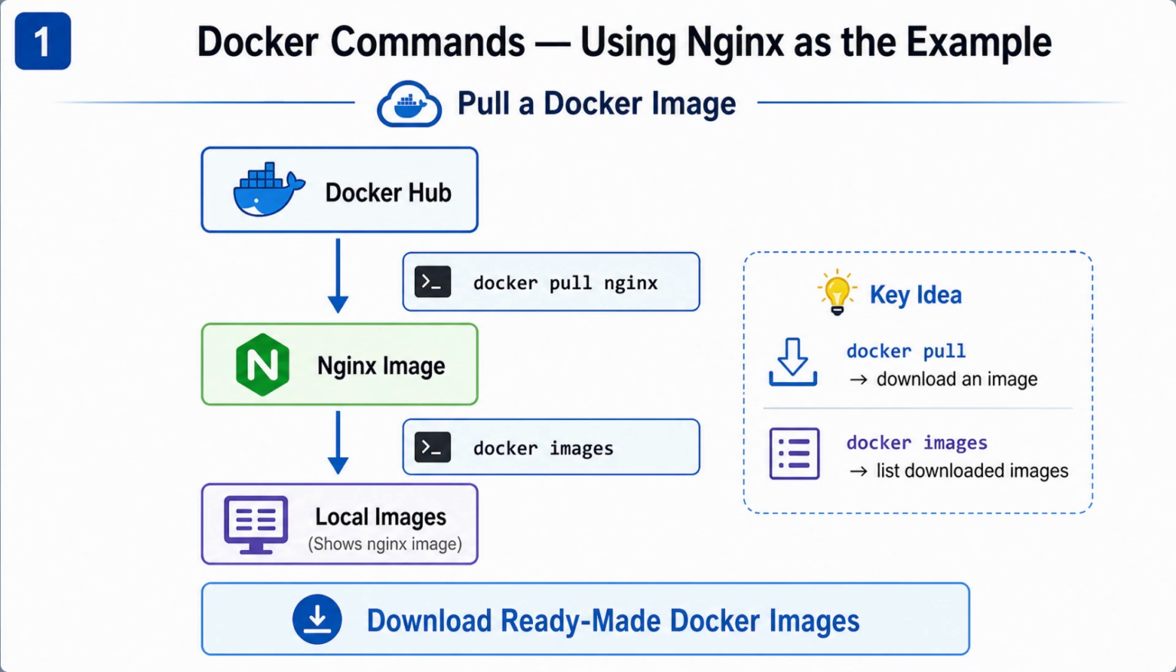Docker can download ready-made images from Docker Hub. For example, docker pull nginx downloads the official Nginx image to your computer. Then, docker images shows the images you already have. Think of an image as a packaged application that is ready to run.